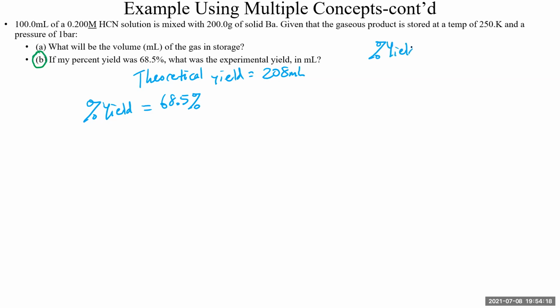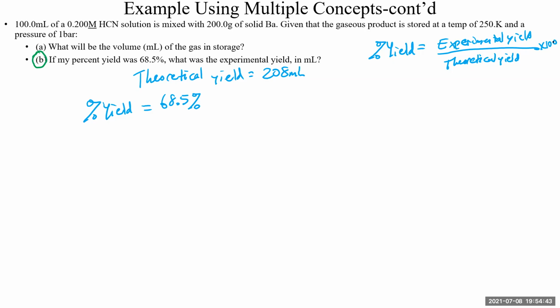So our theoretical yield, the yield we just calculated, theoretical yield equals 208 milliliters. That was our theoretical. Our percent yield is given as 68.5%. So all we have to do is remember the formula. Percent yield equals the experimental yield, meaning the real life actual yield, divided by the theoretical yield. You always compare to whatever's in the denominator. That's the thing you're always comparing to. That's your standard. You always put your standard in the denominator. Multiply by 100 because it's a percent.